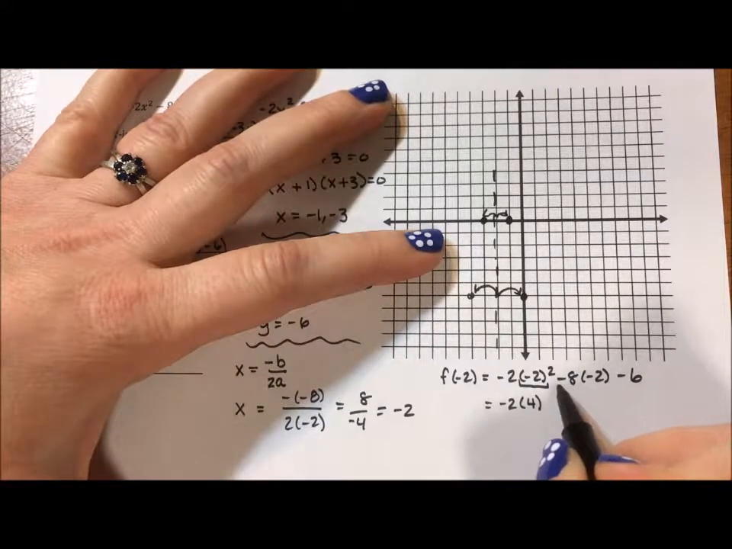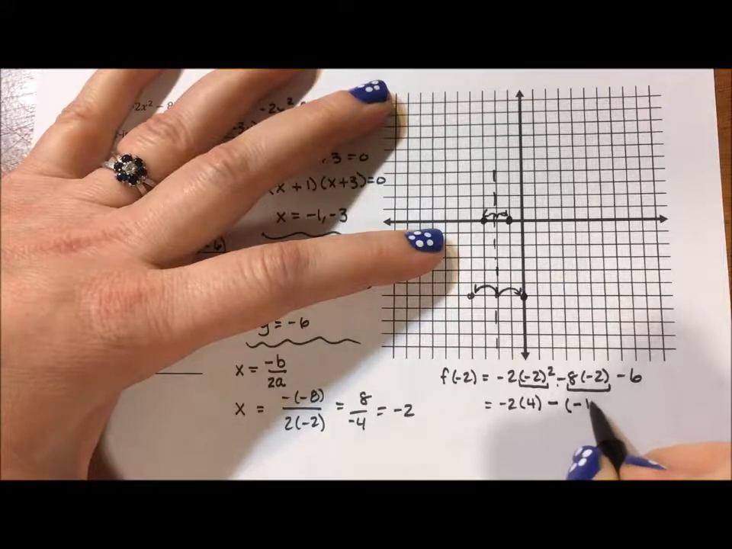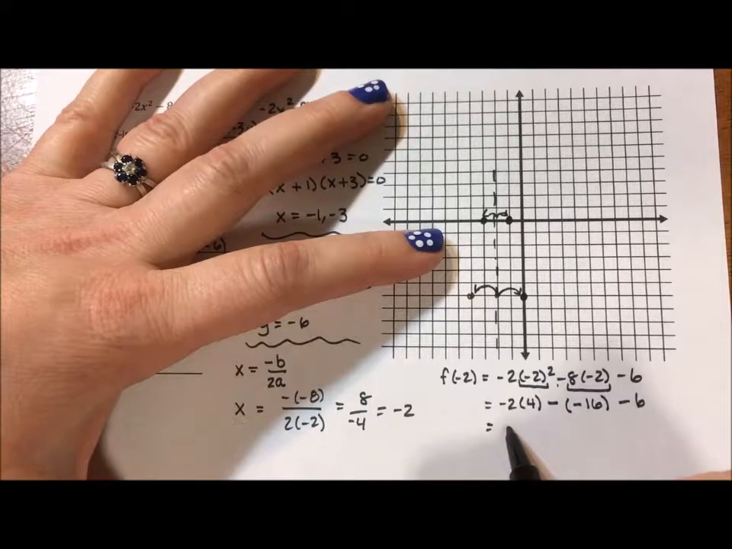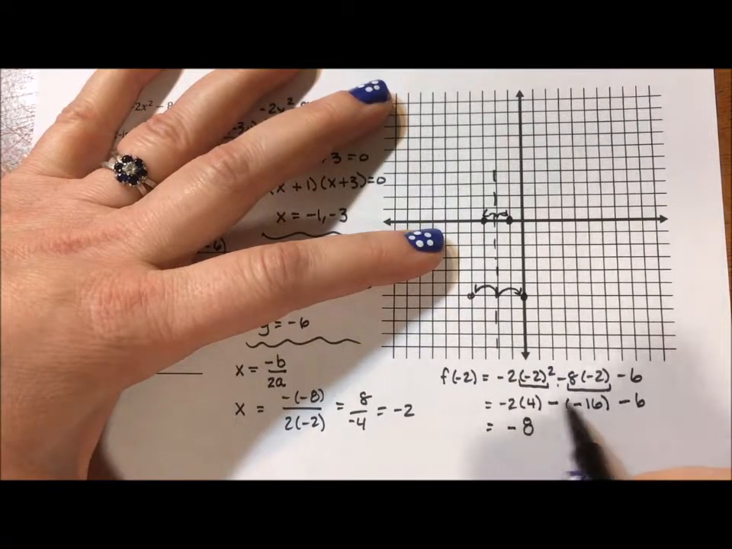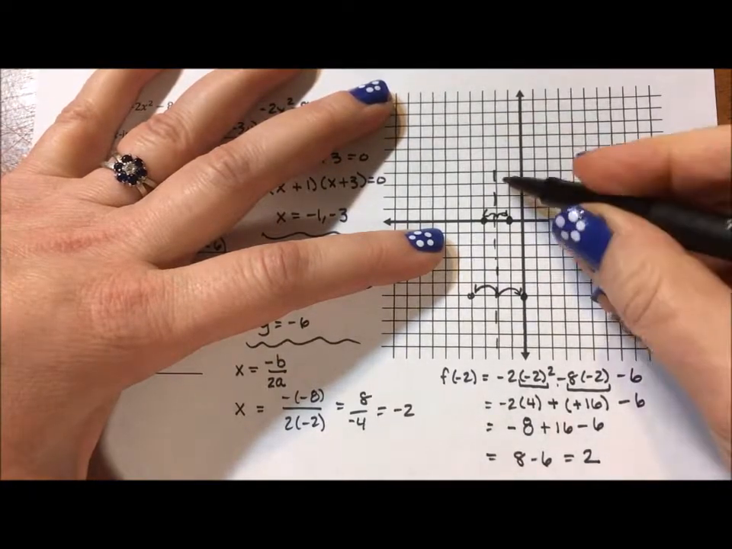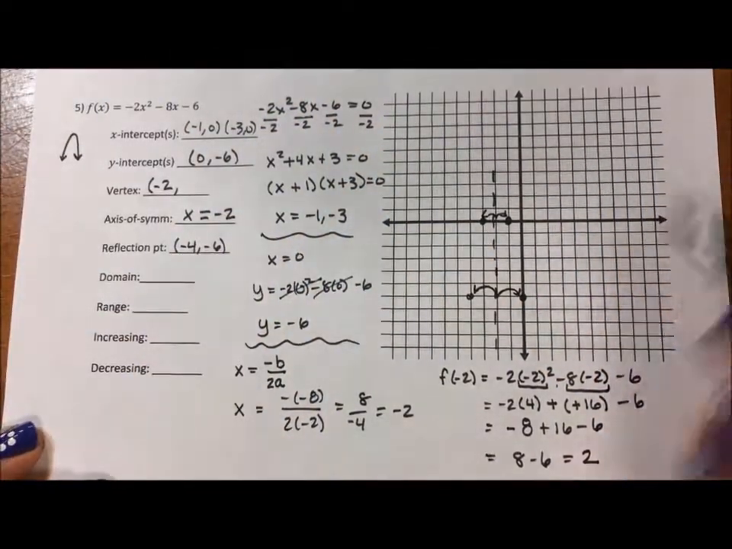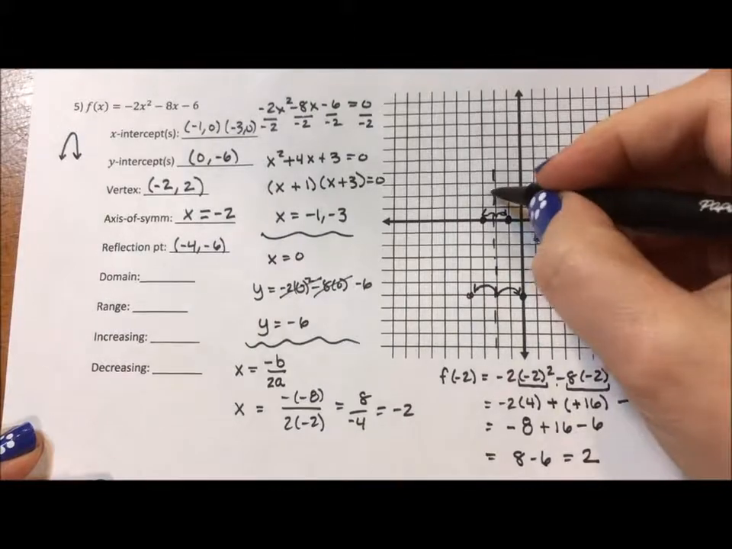All right. This is really negative 8 times negative 2. That's going to be a positive 16. This is going to be negative 2 times 4, which is negative 8. Minus a negative becomes plus a positive, joining forces for good. So we're going to end up with 8 minus 6, which is equal to 2. It's good that it's positive because if we follow the path, it should be positive. So negative 2, 2 becomes our vertex.